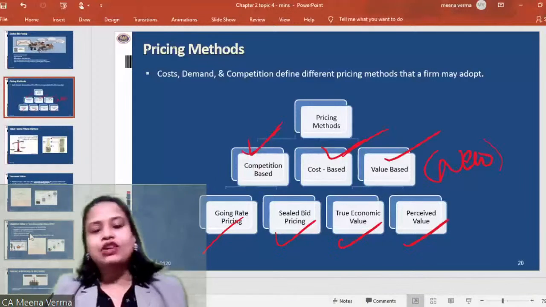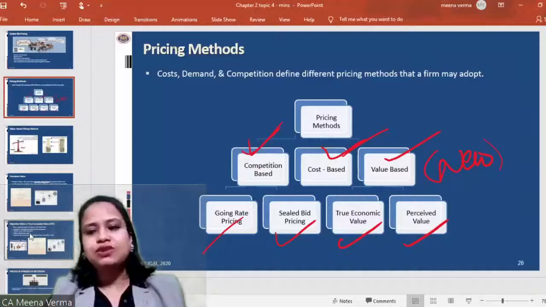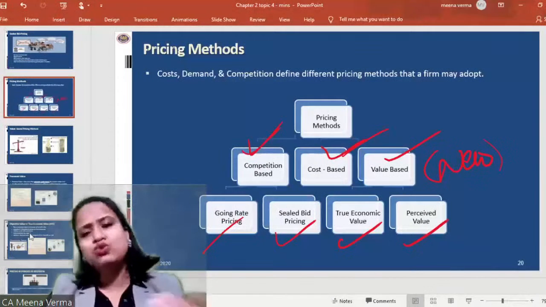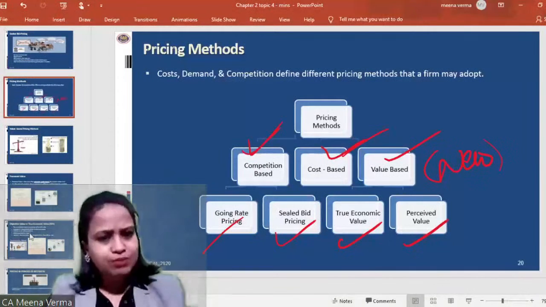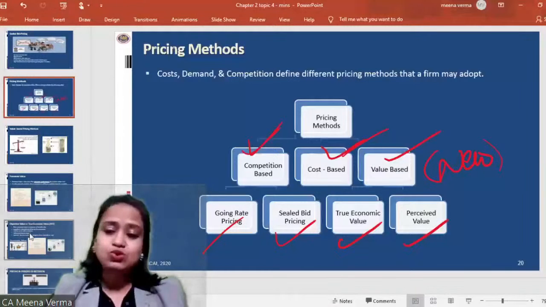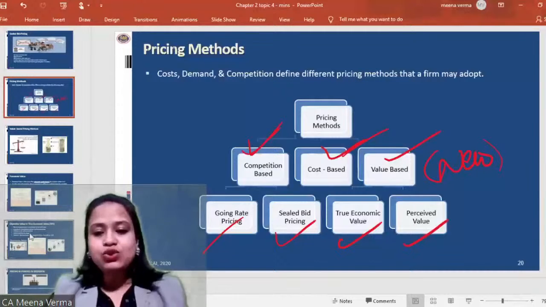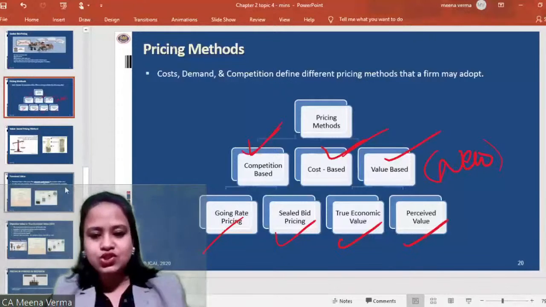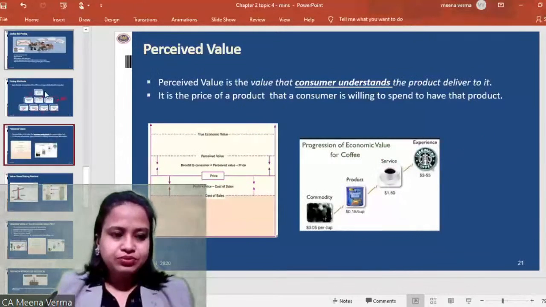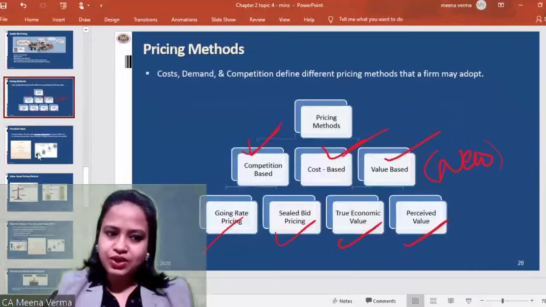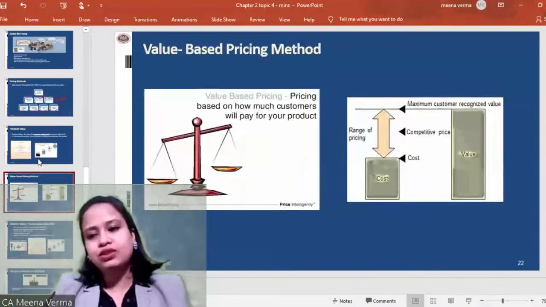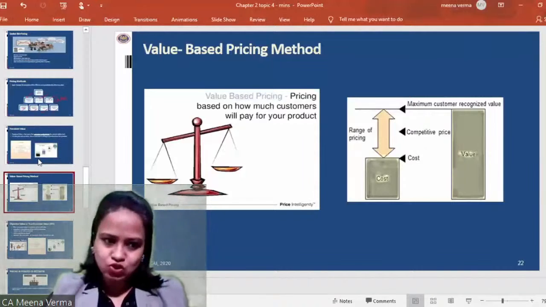True economic value means you are giving such benefit to the customer. There are some customers who are recognizing the benefit which you are giving to them, and there might be some customers who do not recognize the benefit which they are receiving, right? But still you are giving them some benefit, and for which you are charging them. So these are the methods which we have discussed, and the questions and numericals may come from these topics.